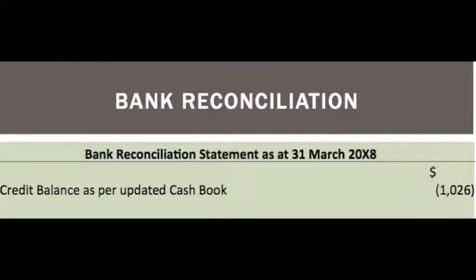Okay, so we have to take the updated cash book balance. Because it is a credit balance for this question only, therefore we actually have a negative balance for that. Usually it is a debit balance in our updated cash book, but because in this question there is an overdraft, it is written as credit balance as per updated cash book. And because it's a negative balance, we will bracket it.